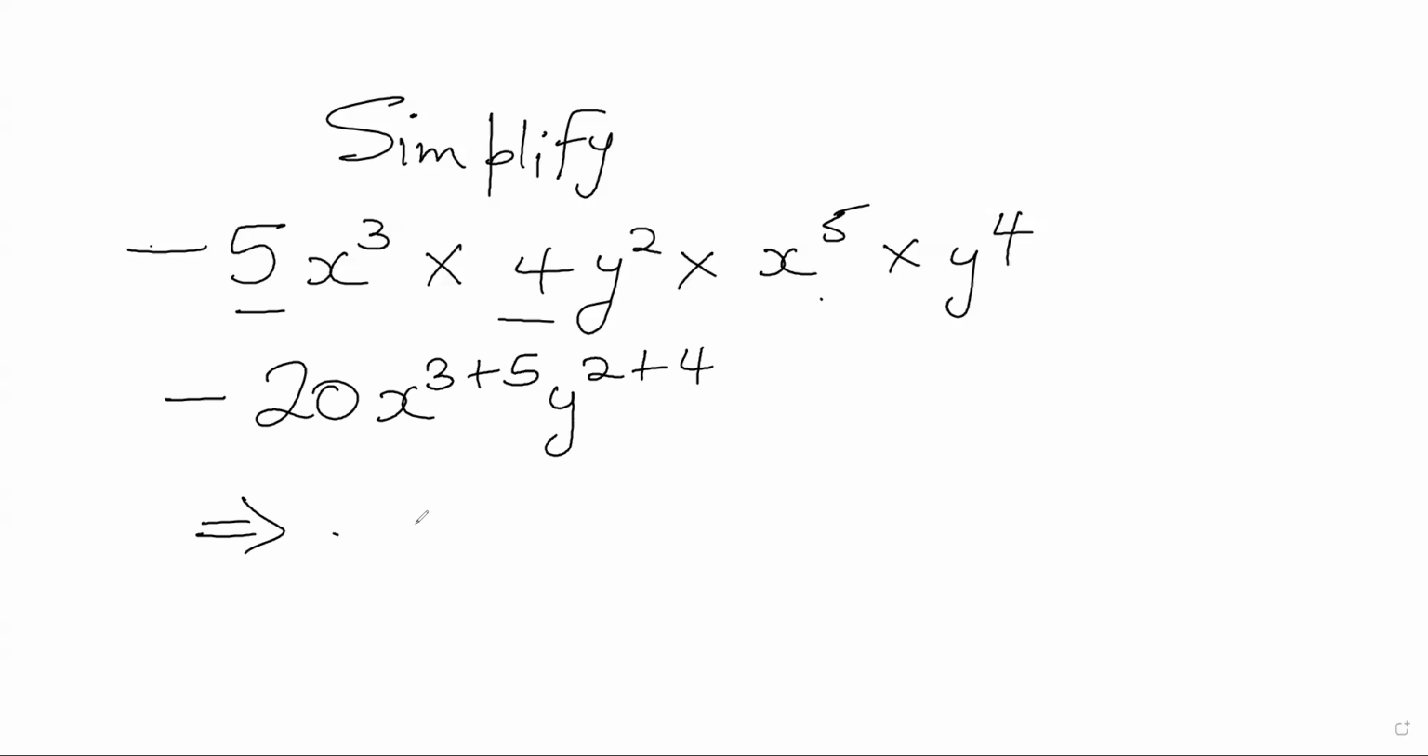So this would be negative 20. X plus the 3 plus the 5 would give us x8, and then this would give us y6. All right, good job, good job. Could try one more.